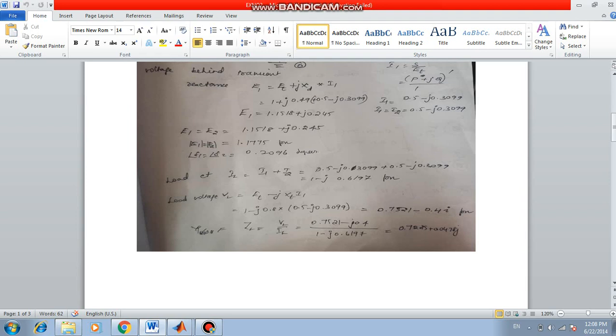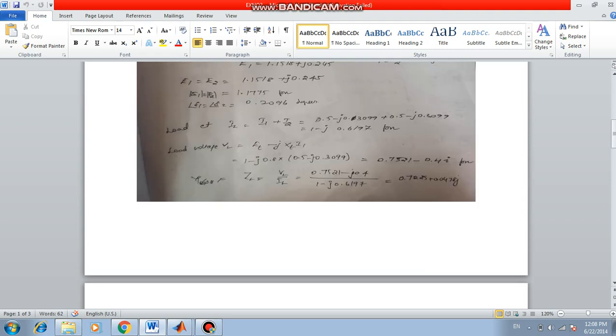From that you can calculate ZL, that is VL by IL. So you will get the answer 0.7225 plus J 0.04878. Okay, so this is the value of ZL.